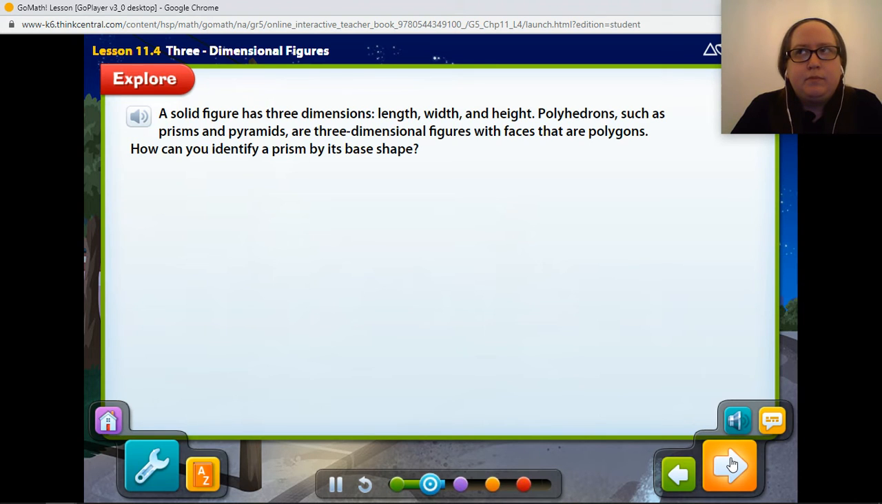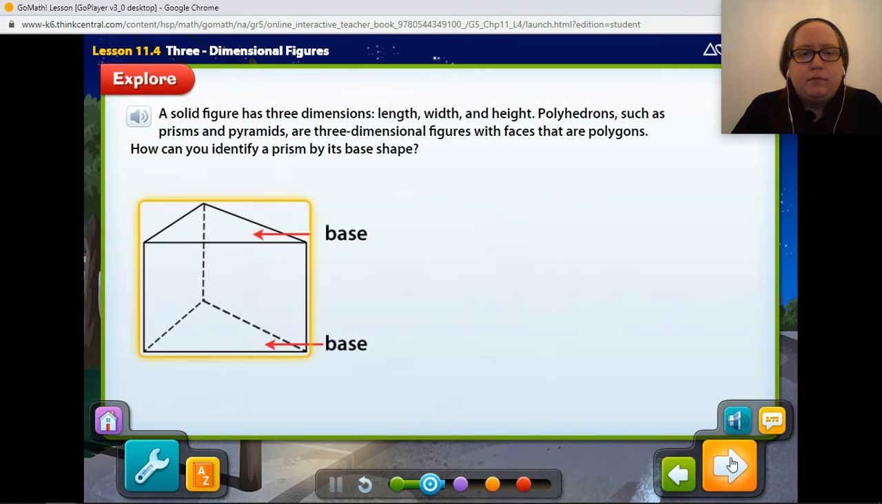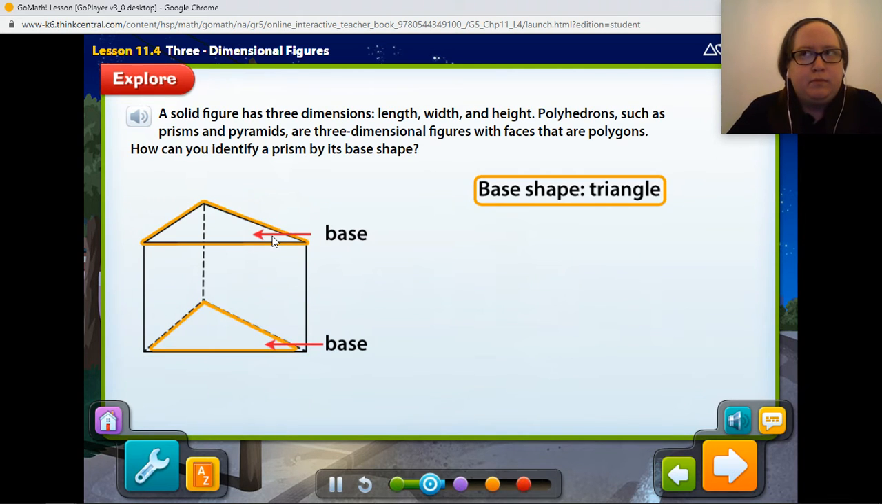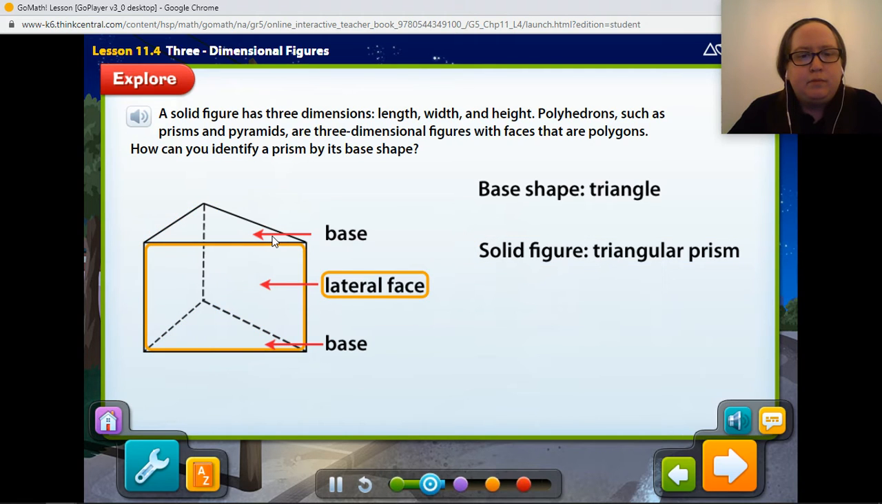How can you identify a prism by its base shape? A prism is a polyhedron that has two congruent polygons as bases. A prism's base shape is used to name the solid figure. What is the base shape here? The base shape is a triangle, so this is a triangular prism. A polyhedron's lateral faces are polygons that connect with the bases. The lateral faces of a prism are rectangles.